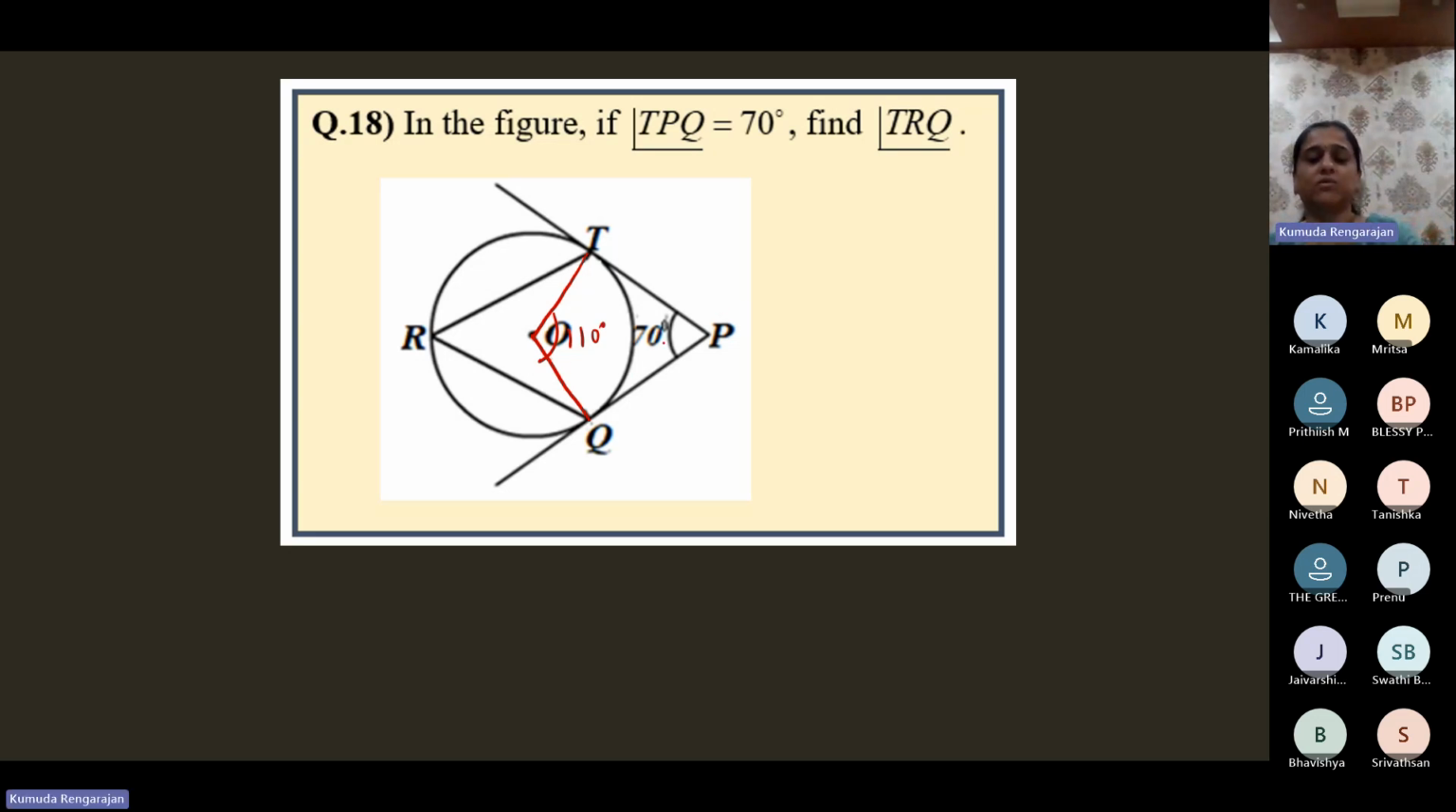70 plus 110 is 180. Now, angle at the center is double the angle on the circumference. So this is 55 degrees. The angle TRQ is equal to 55 degrees. TRQ is 55.